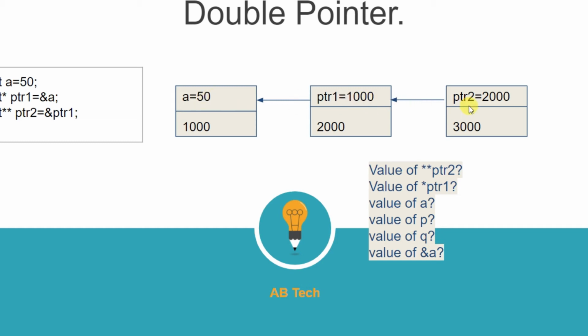All the values are written on the top side, and all the addresses are written on the bottom side. So ptr1 will have the value 1000, because we are storing the address of a. And what is the address of a? The address of a is 1000. That's why it's stored here.